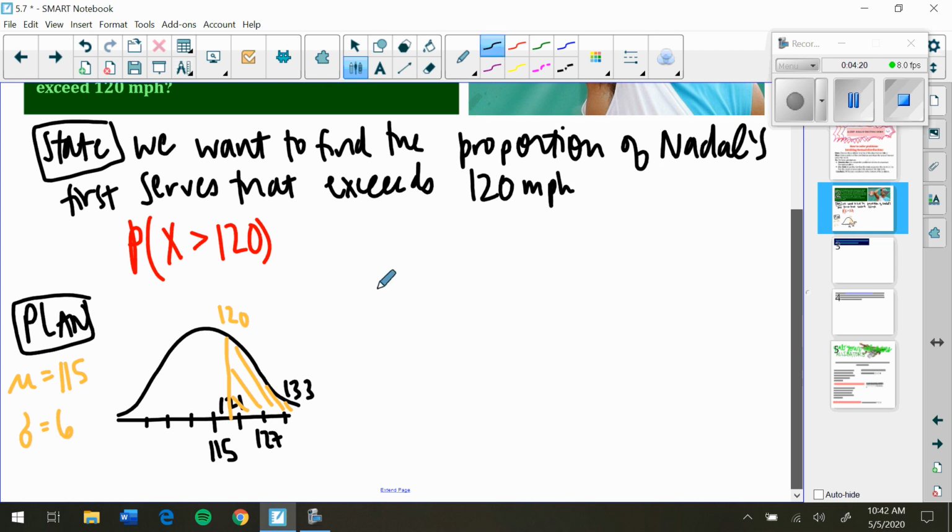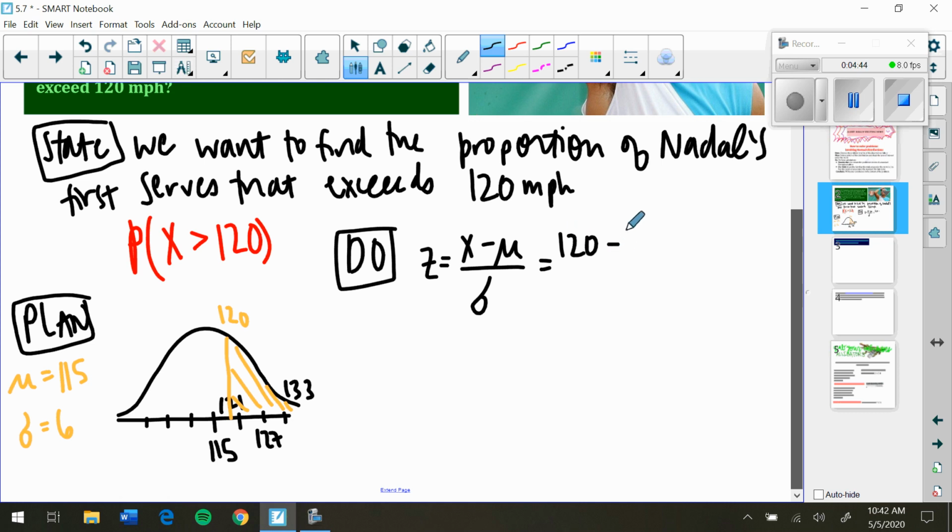State, plan. Okay, now we have our do. We need to standardize this score. So we need to figure out exactly how many standard deviations above or below. We see that it's a little less than 1, but we don't actually know without solving. So I'm going to use my formula for a z-score: value minus the mean over standard deviation. Or in this case, the value, which is 120, minus the mean, which is 115, all over the standard deviation of 6. And I get 0.83, or a z-score of 0.83.